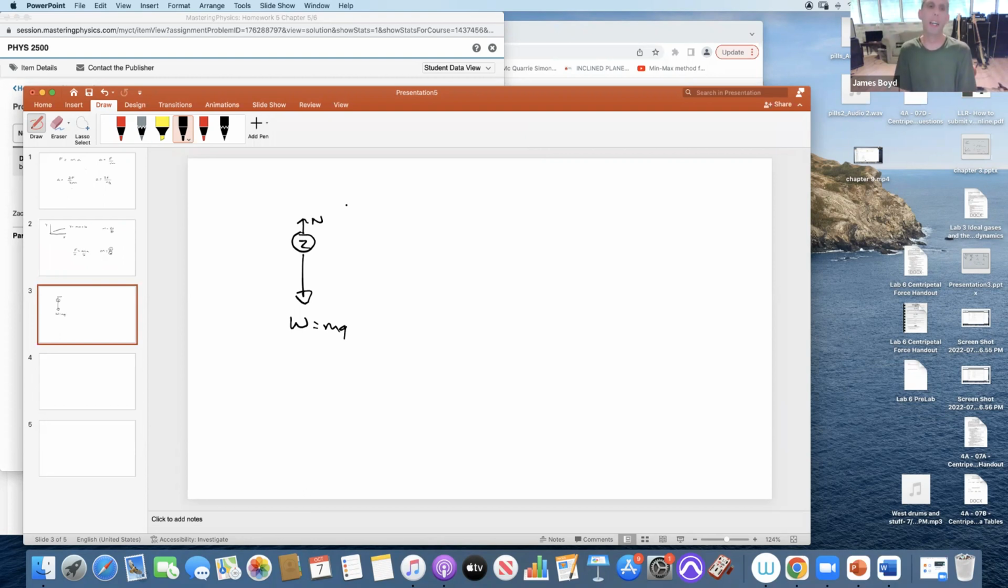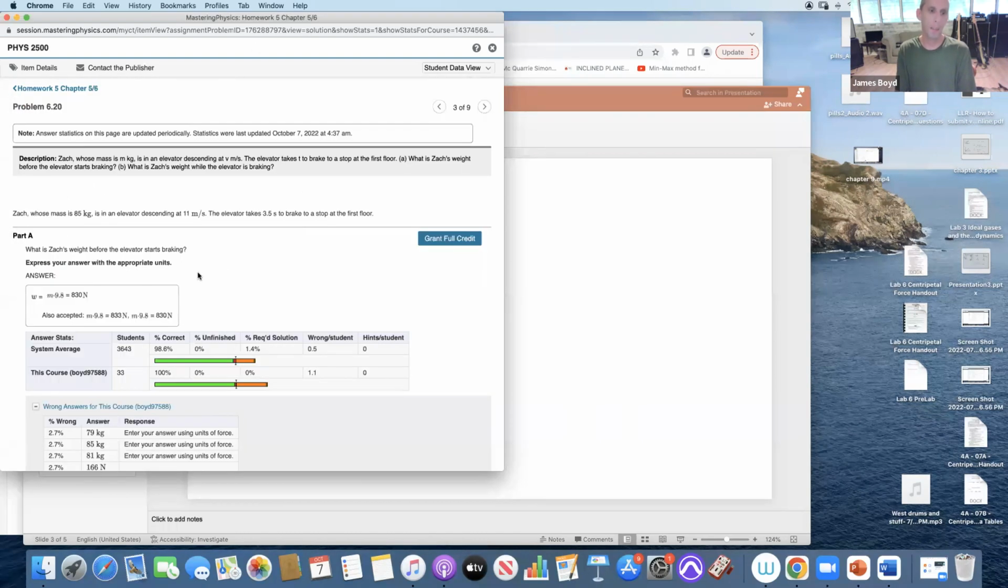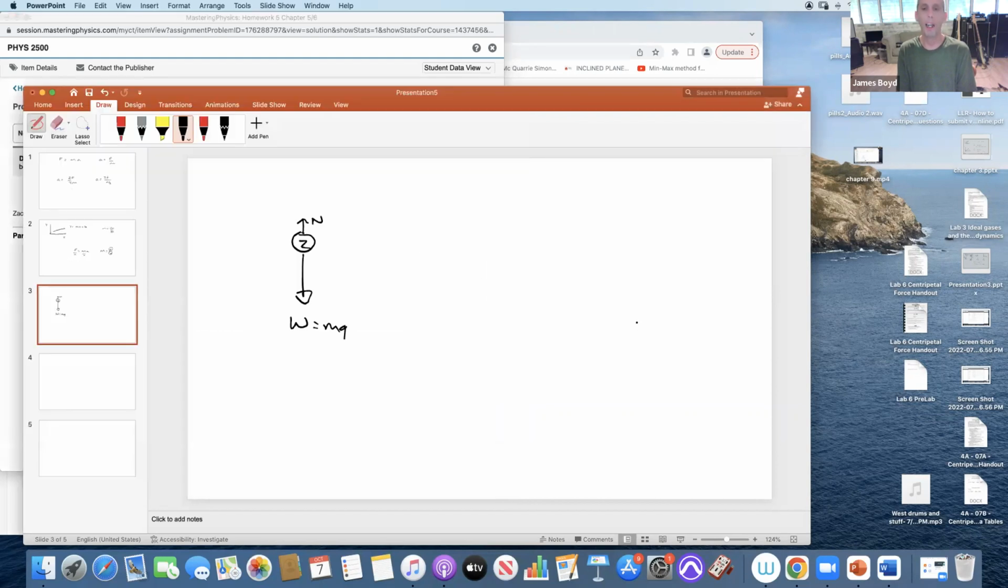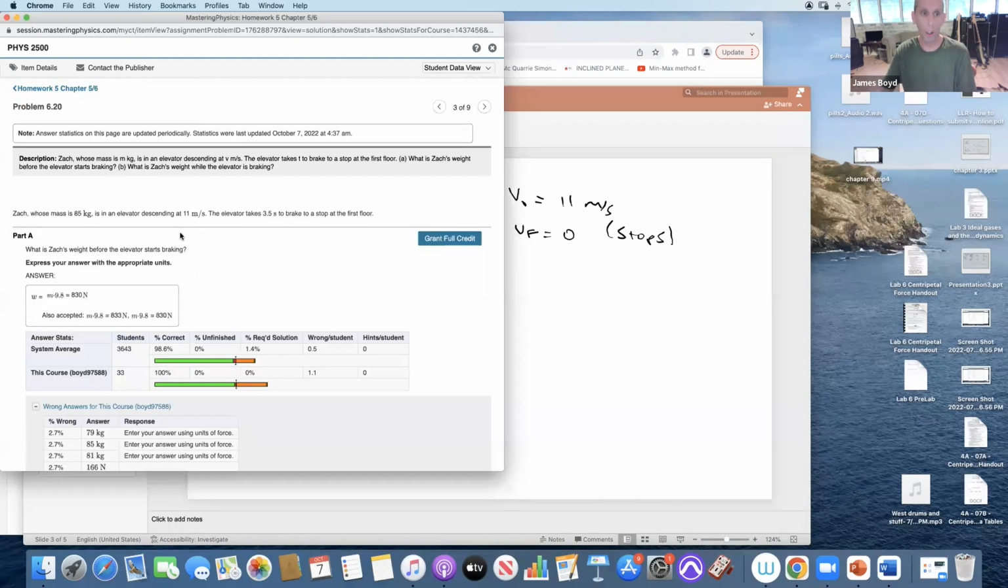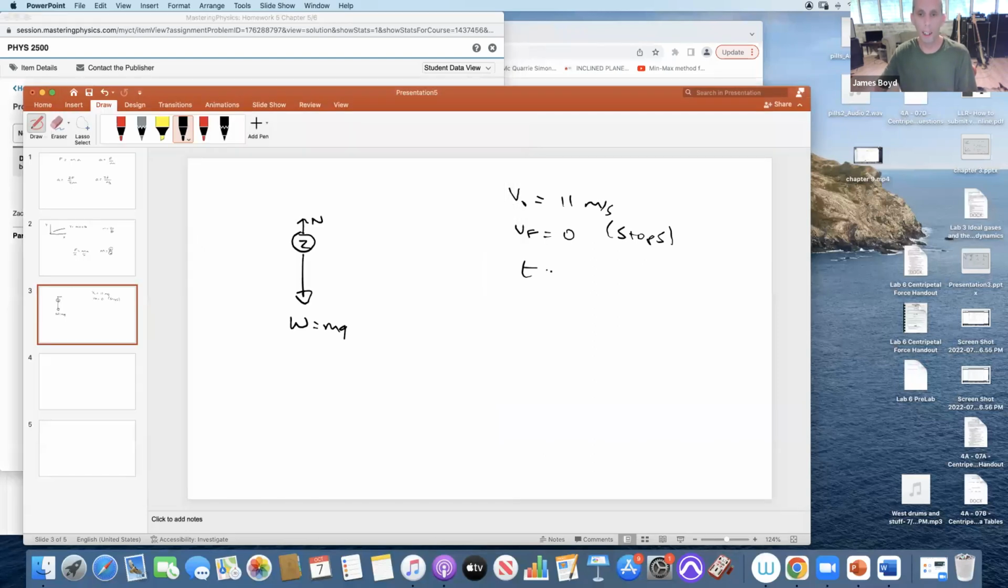But he's in the elevator, and the elevator itself, okay, is basically coming to a stop. So it has an initial velocity of 11 meters per second, and it has a final velocity of 0, stops. We don't know how far it went, but we know that the time was 3.5 seconds. And what we need to be able to figure out is what is a here, okay? So we need to find the acceleration, which will be upward, even though he's traveling down.